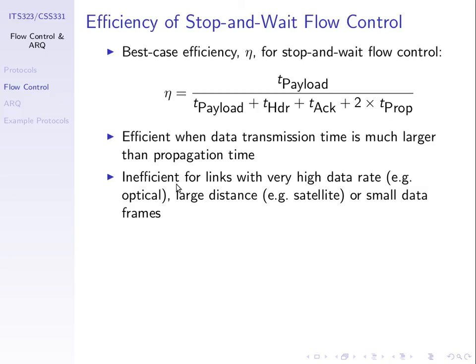Stop and wait is very inefficient if the links have a high data rate, like optical fiber, a long distance, like transmitting up to a satellite, 36,000 kilometers, or small data frames. Other things being the same, if you increase the distance, efficiency goes down. If you reduce the frame size, efficiency goes down. Or if you increase the data rate, efficiency goes down.